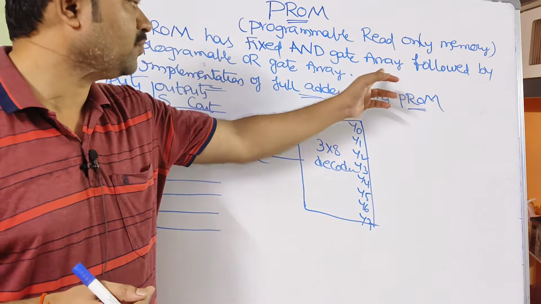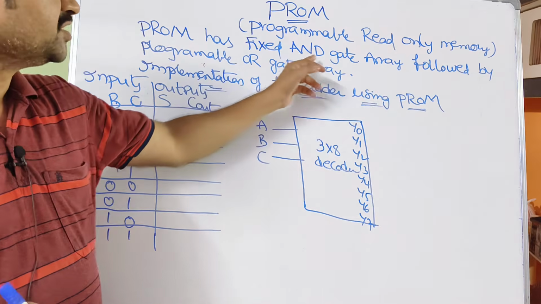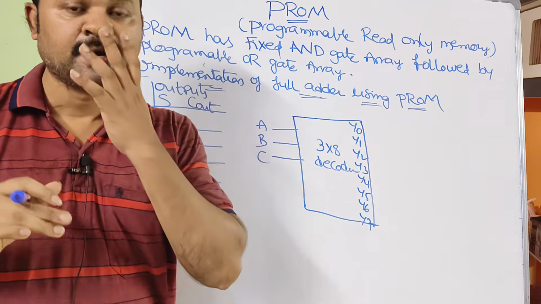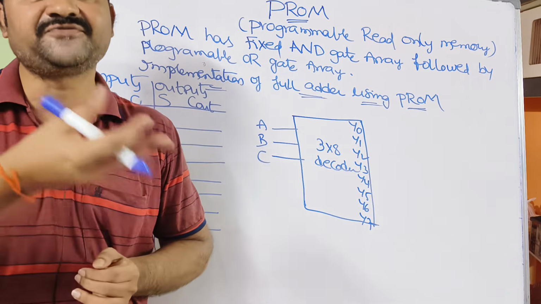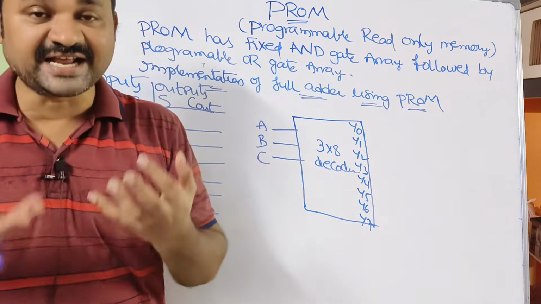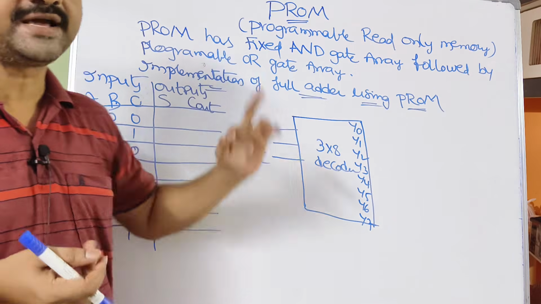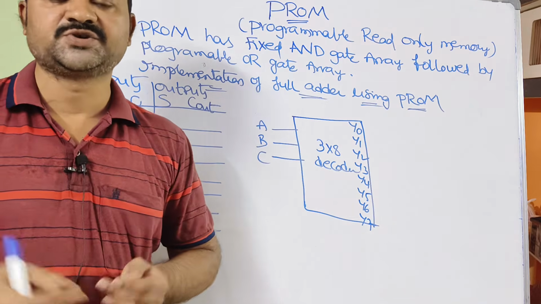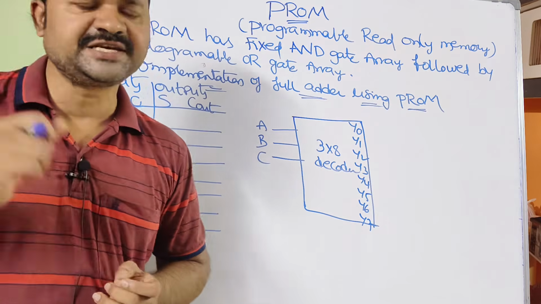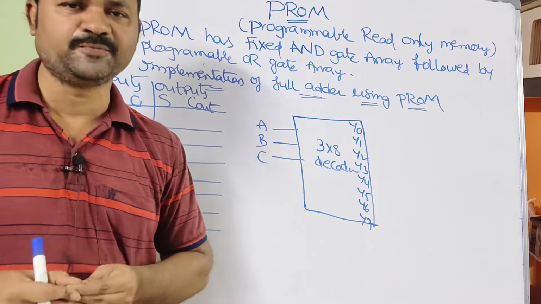Here, array means collection: a collection of fixed AND gates. The AND gates are not programmable, they are fixed, followed by a collection of OR gates, but the OR gates are programmable, so we can make modifications on the OR gates. Now let's see the implementation of a full adder using PROM.